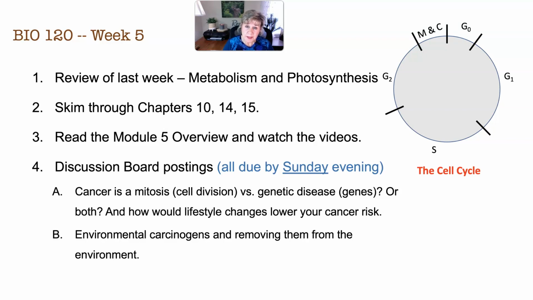There are processes in place where a cell can undergo cell suicide instead of becoming a cancer cell. But if you have problems with a tumor suppressor gene, it gets mutated and then it doesn't work, you can have a cancer gene. So this is the type of information that you're going to be looking up in chapters 10, 14, and 15 to help you answer this question about whether cancer is an issue with cell division and mitosis, or is it a genetic disease in the genes, or is it both?